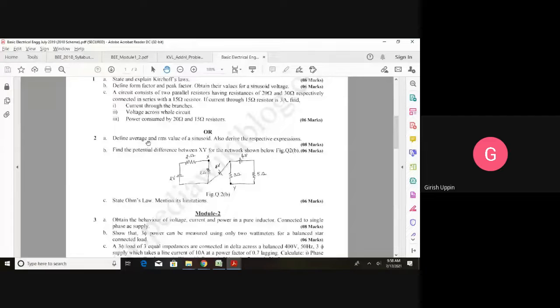Then define average and RMS value of a sinusoidal, also derive the respective expression. So here you can see both together have been asked. You have to define the average value and the RMS value, and derive their expressions. It is 8 marks. Find the potential difference between the points X and Y. Please refer to your notes. We have solved this kind of problem. Very simple problem. You can see state Ohm's law and mention its limitation. So you can see both Kirchhoff's law and Ohm's law have been asked. So you can attempt one of the questions. Whichever problem is easy for you, you can attempt that particular question.